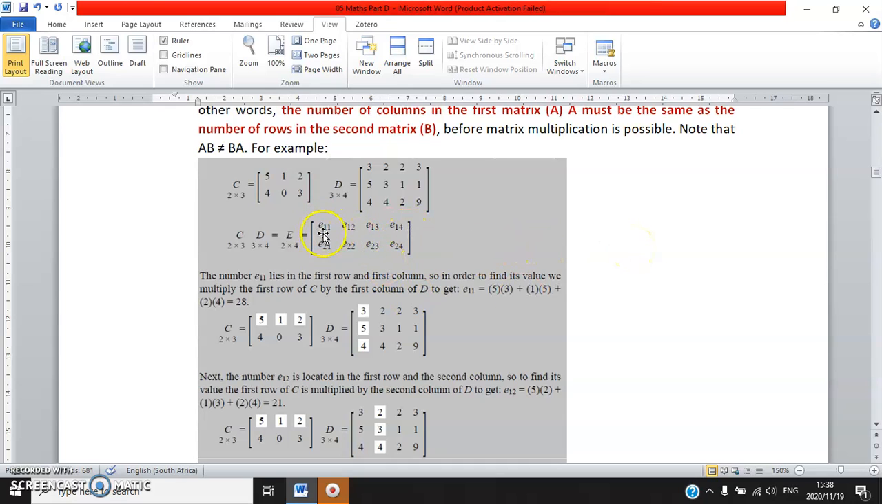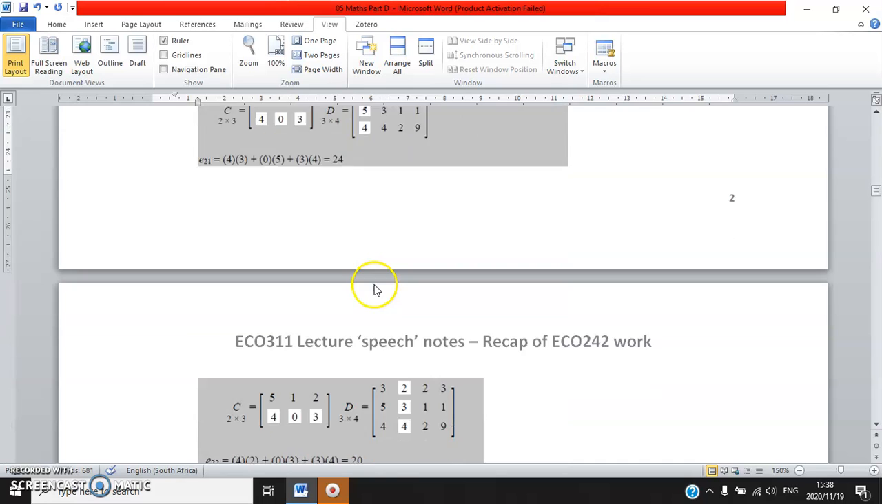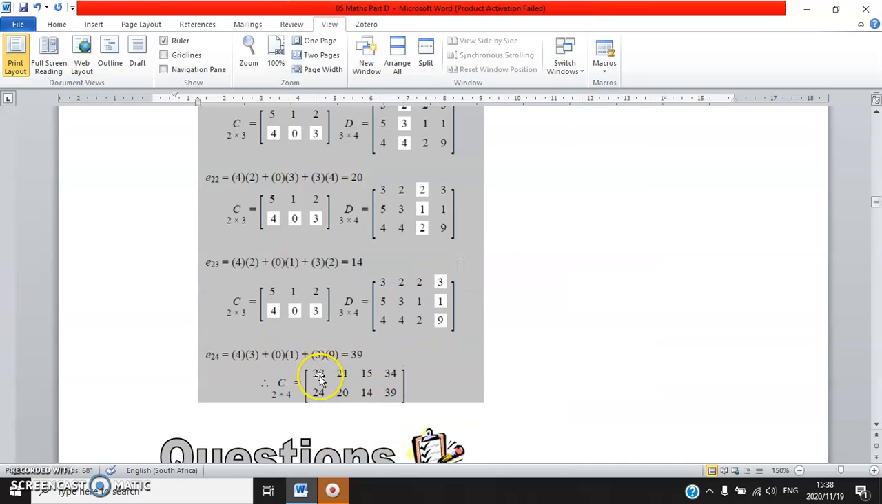Okay, now we need to derive each entry or each element in the new matrix E. So E11 actually means we are using the information from the first row of the first matrix C and the first column of the second matrix D. This is why you see these terms are highlighted. Then we just have to do the multiplication. 5 times 3 plus 1 times 5 plus 2 times 4. So E11 would be 28.